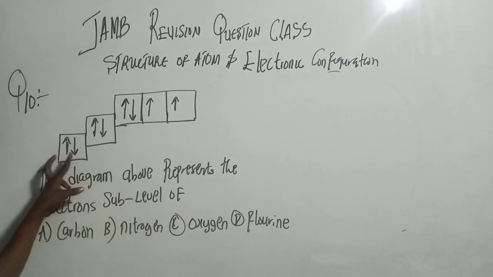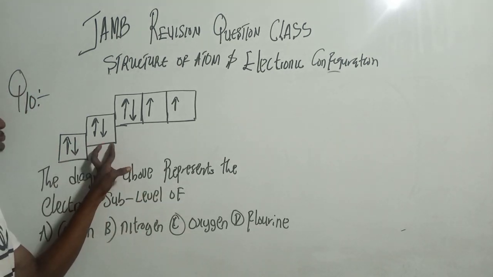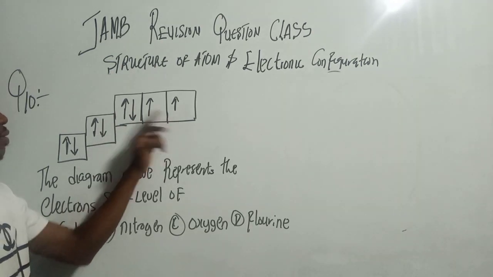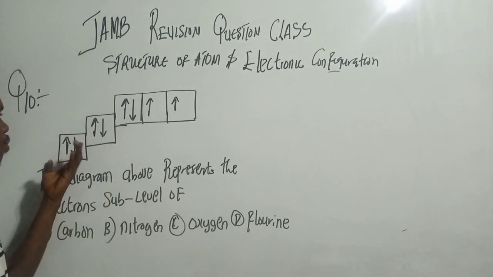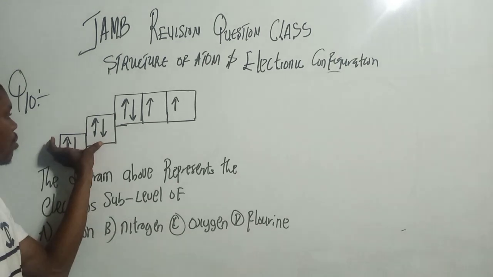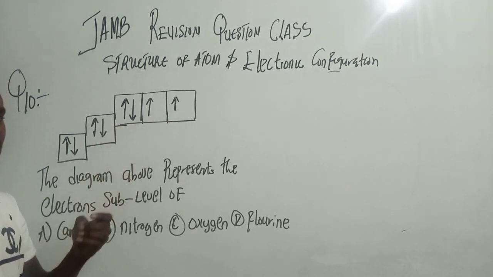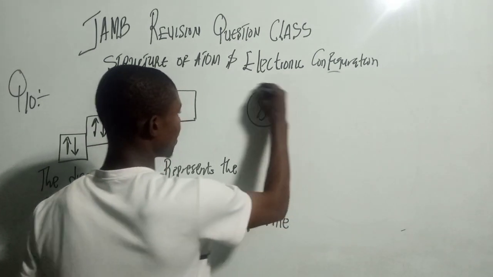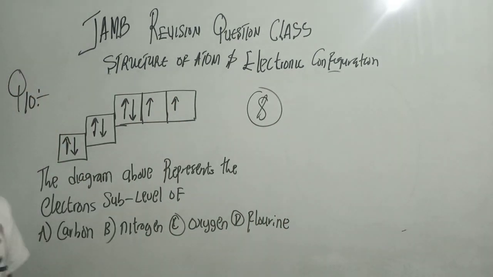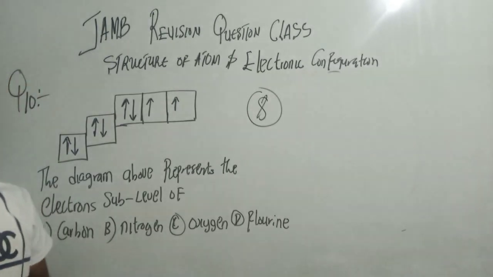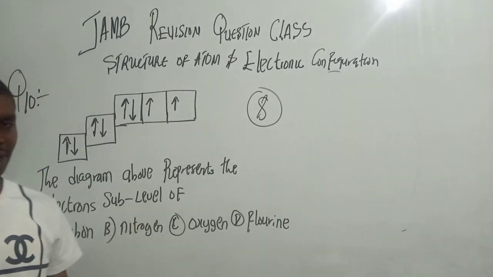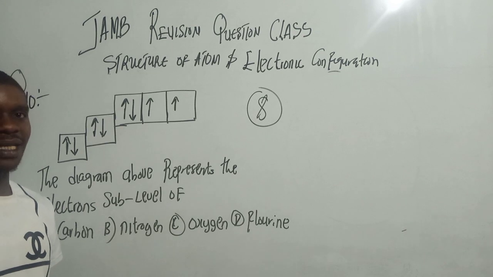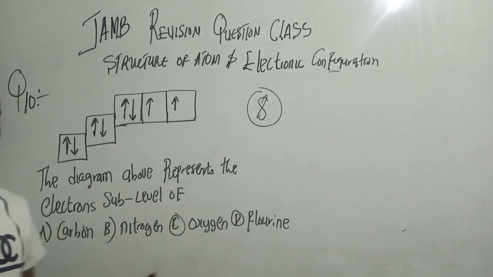Now the first thing to do here is to calculate the total number of electrons. Here we have 2, here we have 2, here we have 4. So 4 plus 4 is 8. Now to say which element in the periodic table has an electron number of 8, or atomic number of 8, the answer is oxygen.